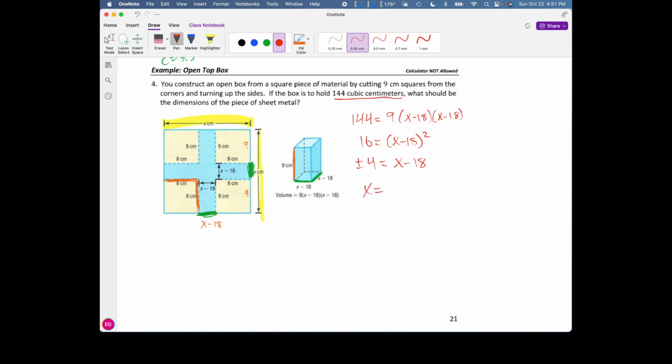And now I just move the 18 to the other side. So I have 18 plus or minus 4. That's going to give me 18 plus 4 is 22. And it's going to give me 18 minus 4 is 14.